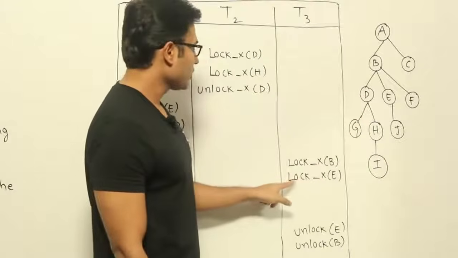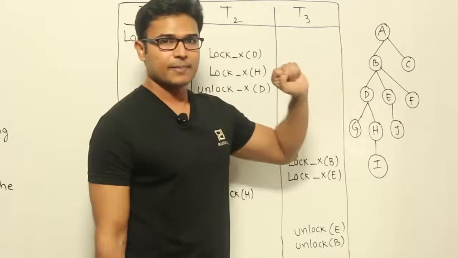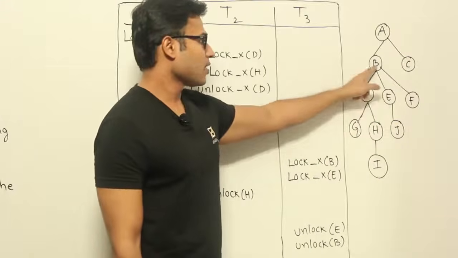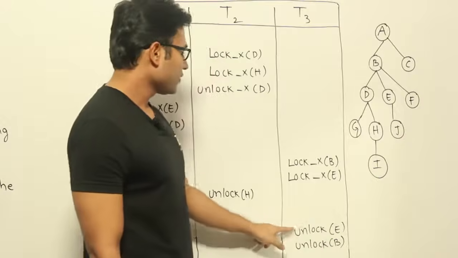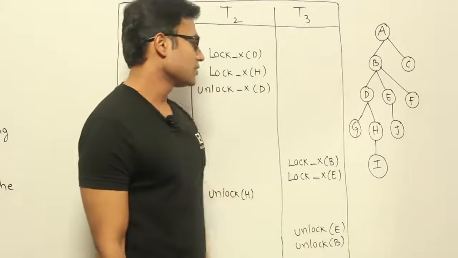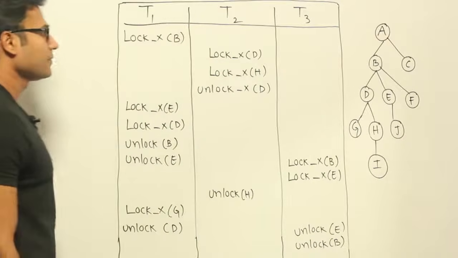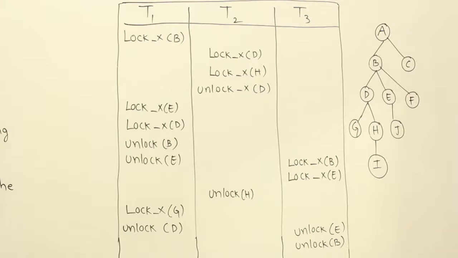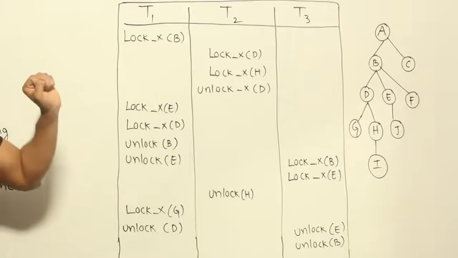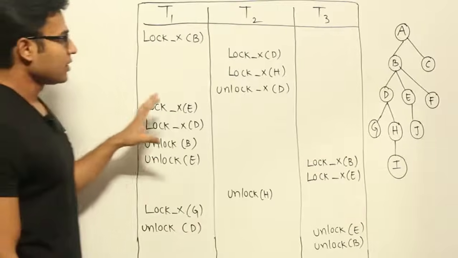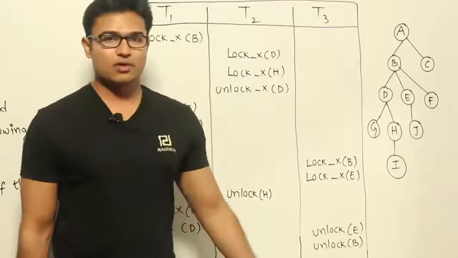Okay, now after B, E is being locked, right? Yes, after B, E can be locked, and after that E is unlocked and B is unlocked. Yes, unlocking can be done in any way. Fine. So now if you observe this, if any schedule follows these rules, you can clearly prove that all those are going to be conflict serializable.